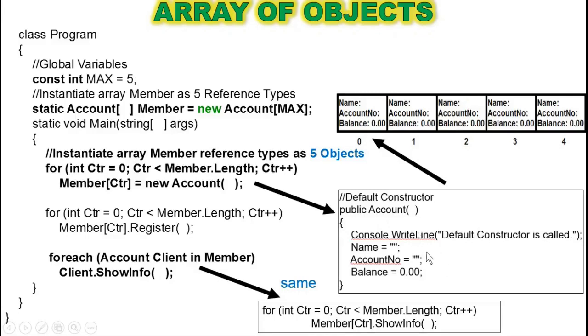The foreach loop is convenient to write less and without index reference for the array, as shown in this last code, which is similar to the for loop code shown here.